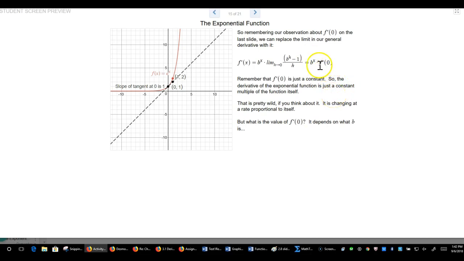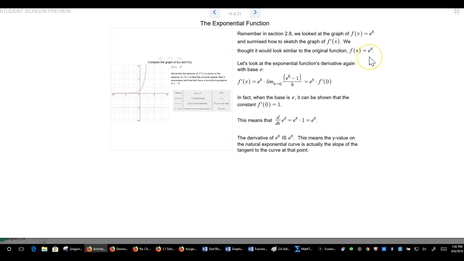So, okay, that's nice, but what's f prime of 0? Well, that of course depends on what b is. So let's go back and look at when b is that constant e. Remember in the last section we looked at the graph of f of x equals e to the x, and we kind of guessed or surmised, and then of course verified with Desmos, that the graph of the derivative of e to the x looked just like the original function e to the x.